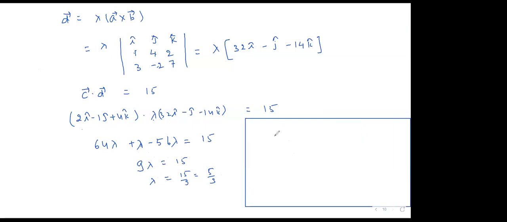So with 5 over 3, D vector is 5 over 3 times 32i cap minus 5 over 3 j cap minus 5 over 3 times 14k cap. So take 1 over 3 outside: 160i cap minus 5j cap minus 70k cap. That's it. This is the answer.